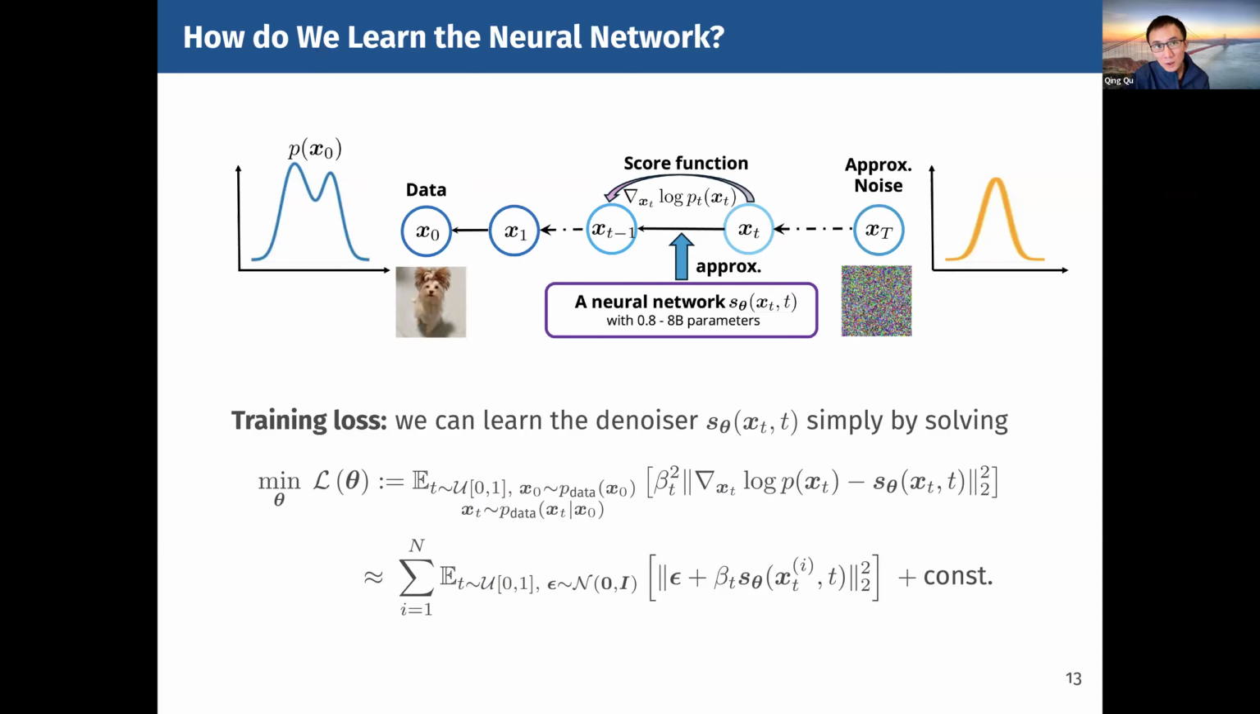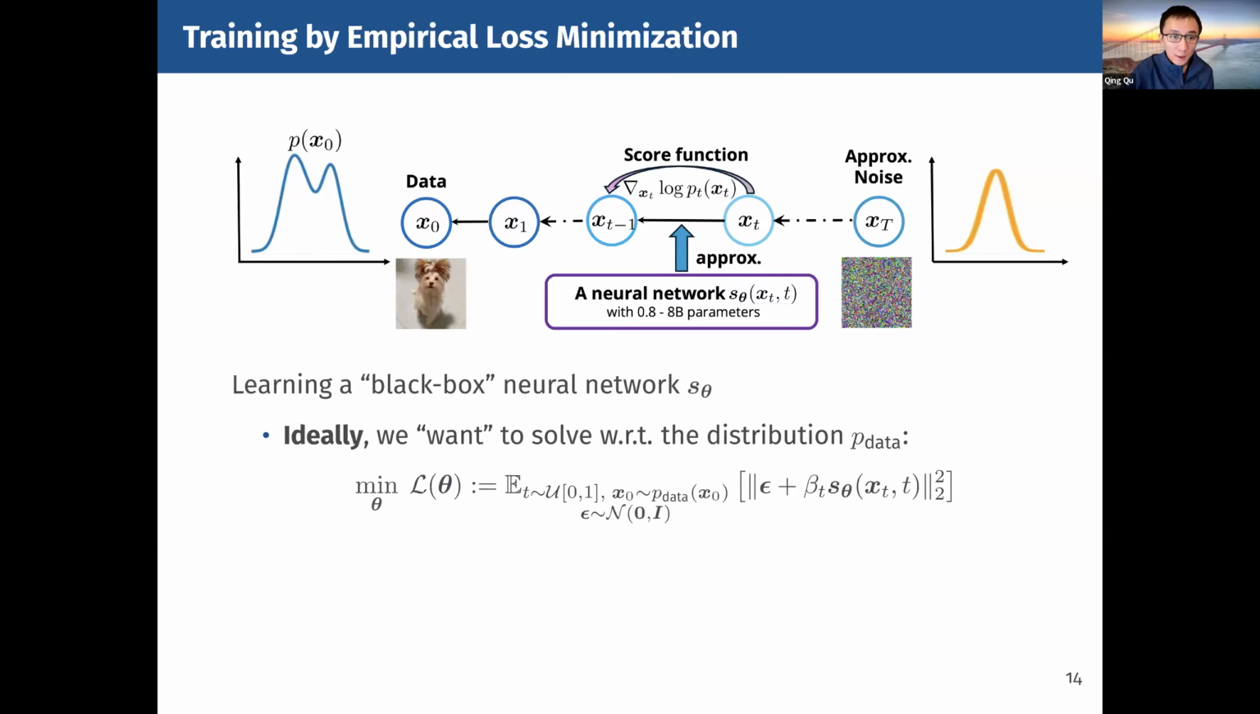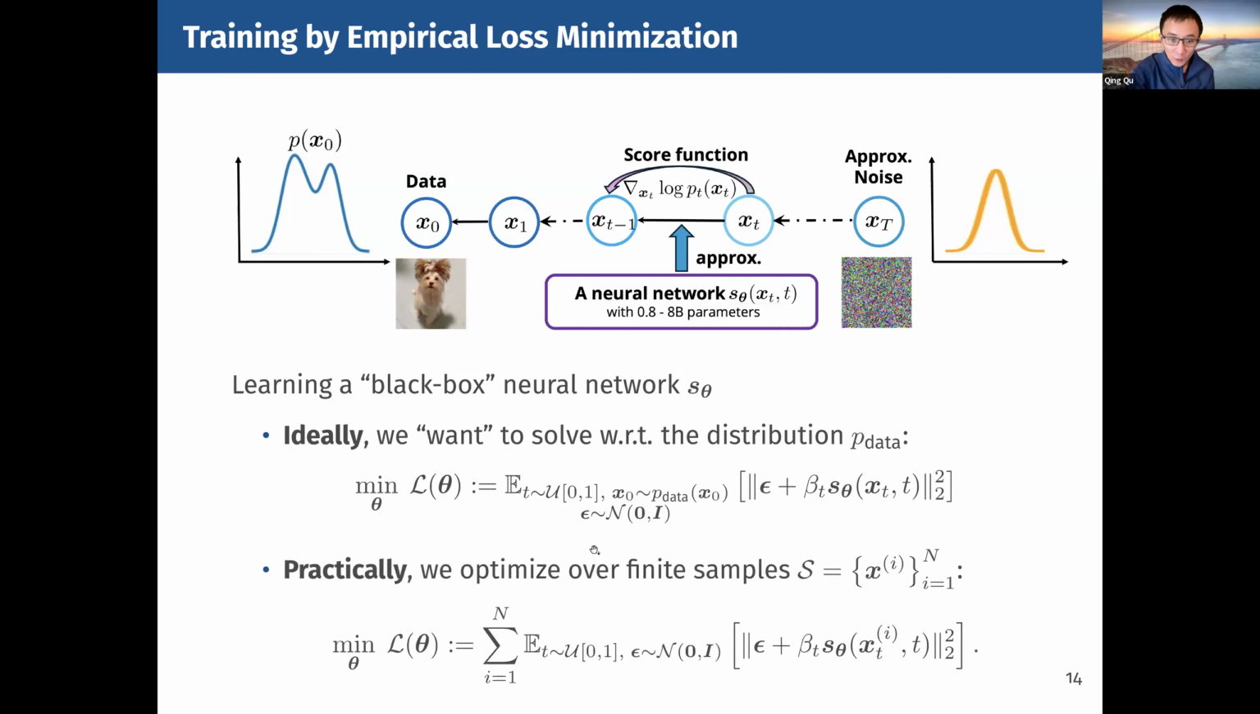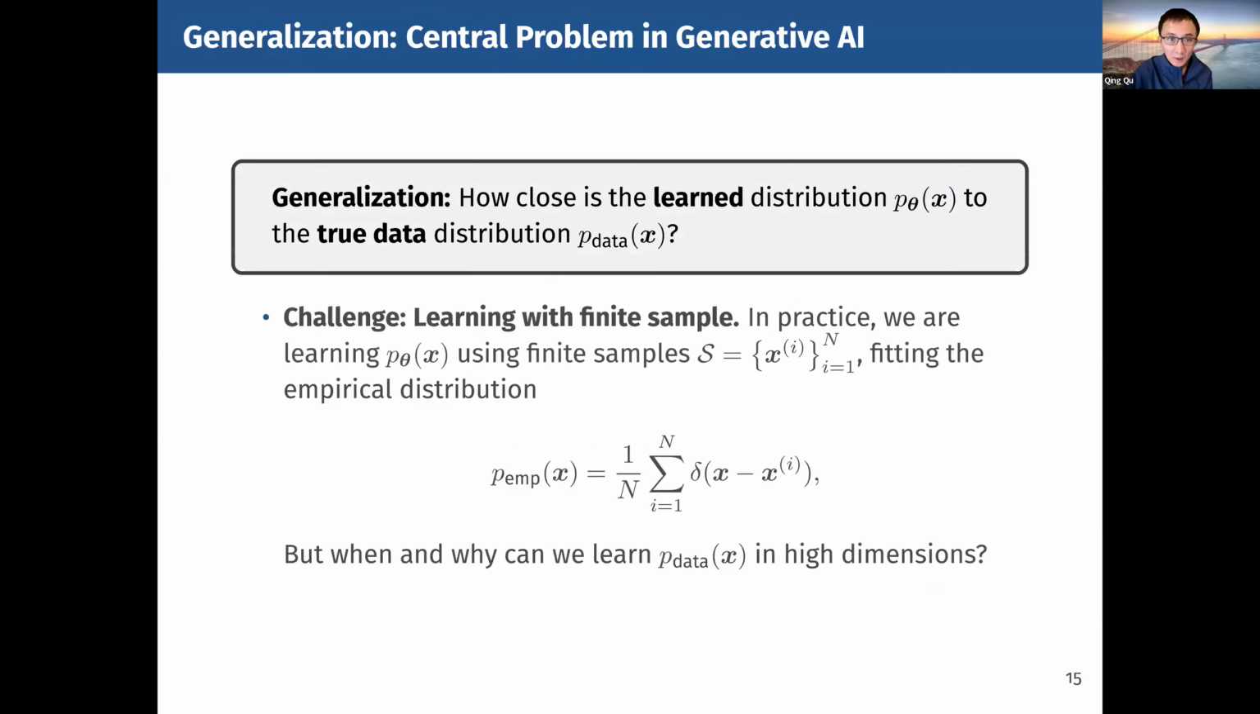This raises a question about generalization, right? Why can learning on the empirical loss enable generalization, so that we can generate new samples and learn the underlying distribution of the data? Ideally, we want to minimize the population loss, but in practice, we are training over a finite number of samples. There's a discrepancy between the population loss and the empirical loss. This could cause generalization error and potentially even memorization.